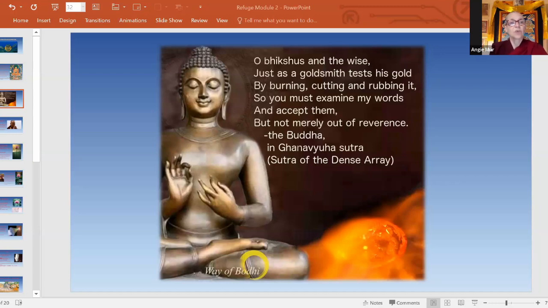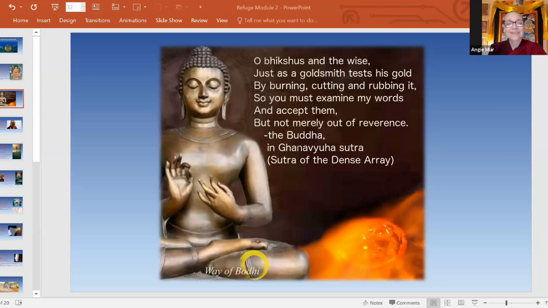Then cutting could be similar to when they cut gold, it reveals the consistency and purity of the gold. Similarly, when we reflect on the teachings, when we read, reflecting is more at the level of reading or maybe debate.